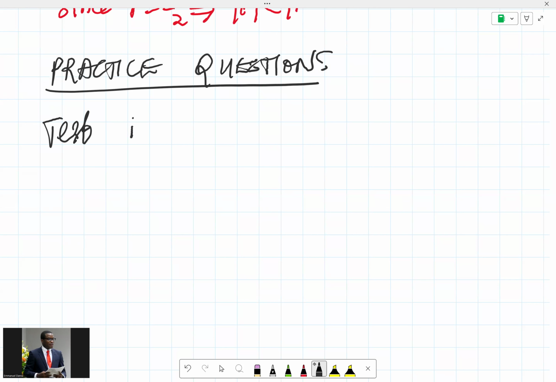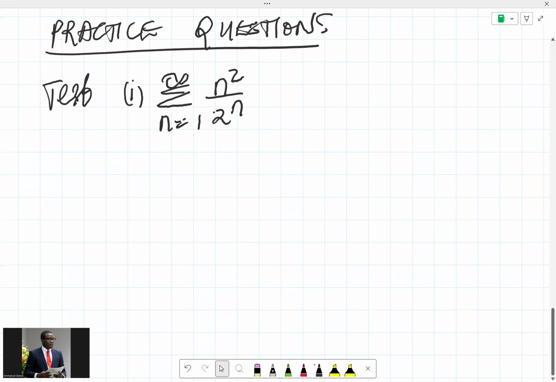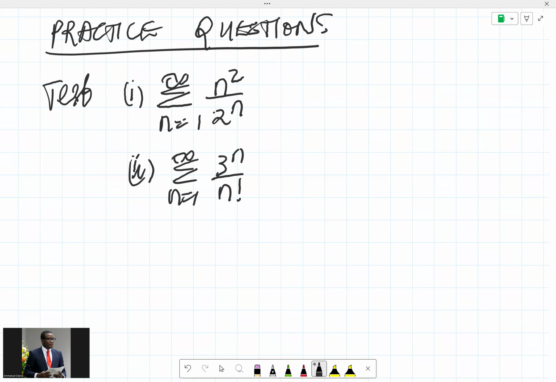Test 1: summation from n equals 1 to infinity of n squared over 2 raised to the power n. Test whether it converges or diverges. Then we also have the summation from n equals 1 to infinity of 3 raised to the power n divided by n factorial. Check that out.